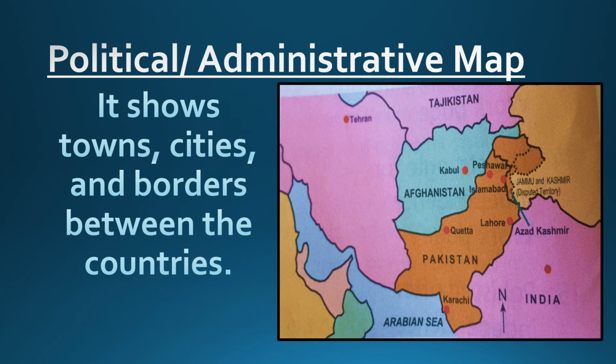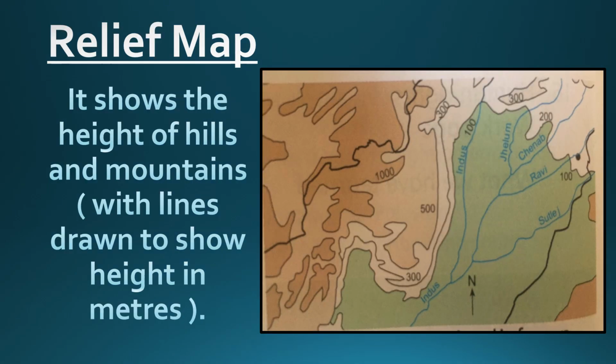Political or administrative map. It shows towns, cities, and borders between the countries. This picture shows us different countries and their cities. So this is called a political or an administrative map. Relief map. It shows the height of hills and mountains with lines drawn to show height in meters. As you can see in this picture, there are heights of different mountains and hills.